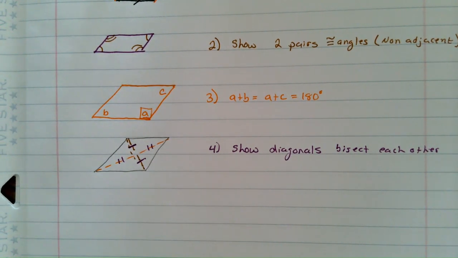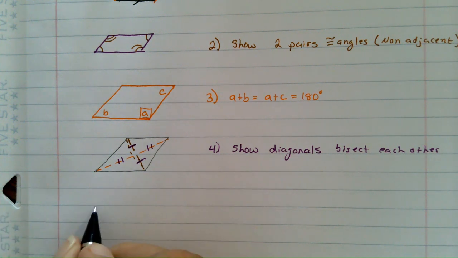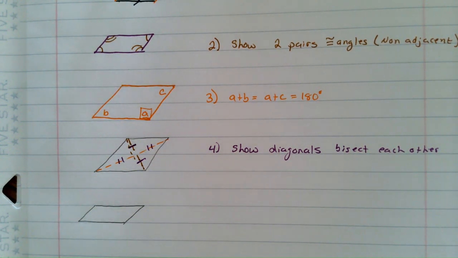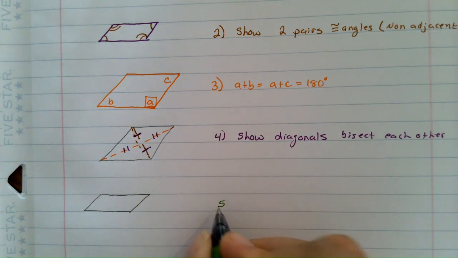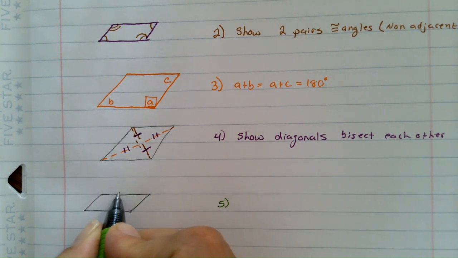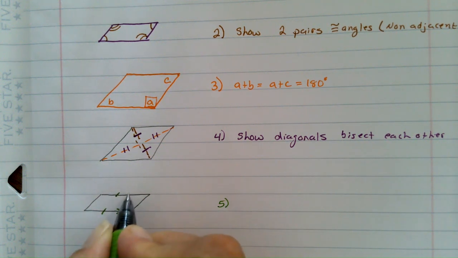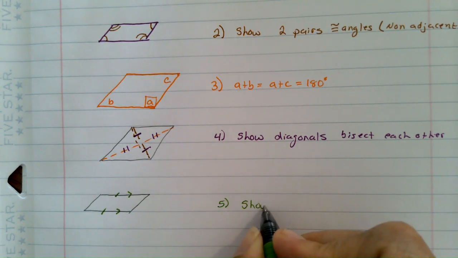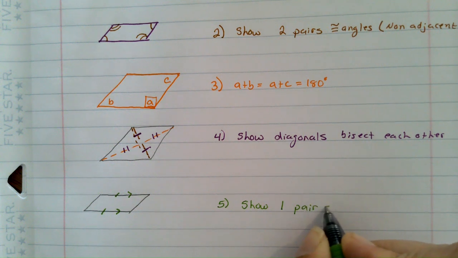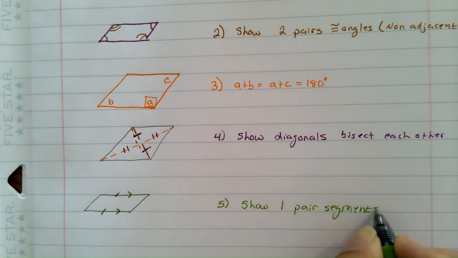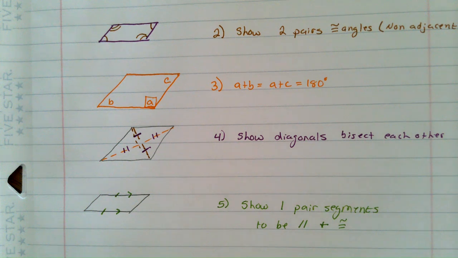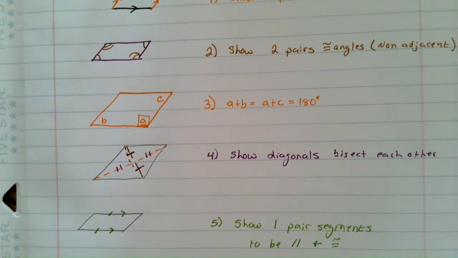Or finally, option 5. If you can show that one pair is both congruent and parallel, then you'll be safe. So that would be sufficient. Show one pair of segments to be parallel and congruent. So if you have any of those 5 options, you have a parallelogram.